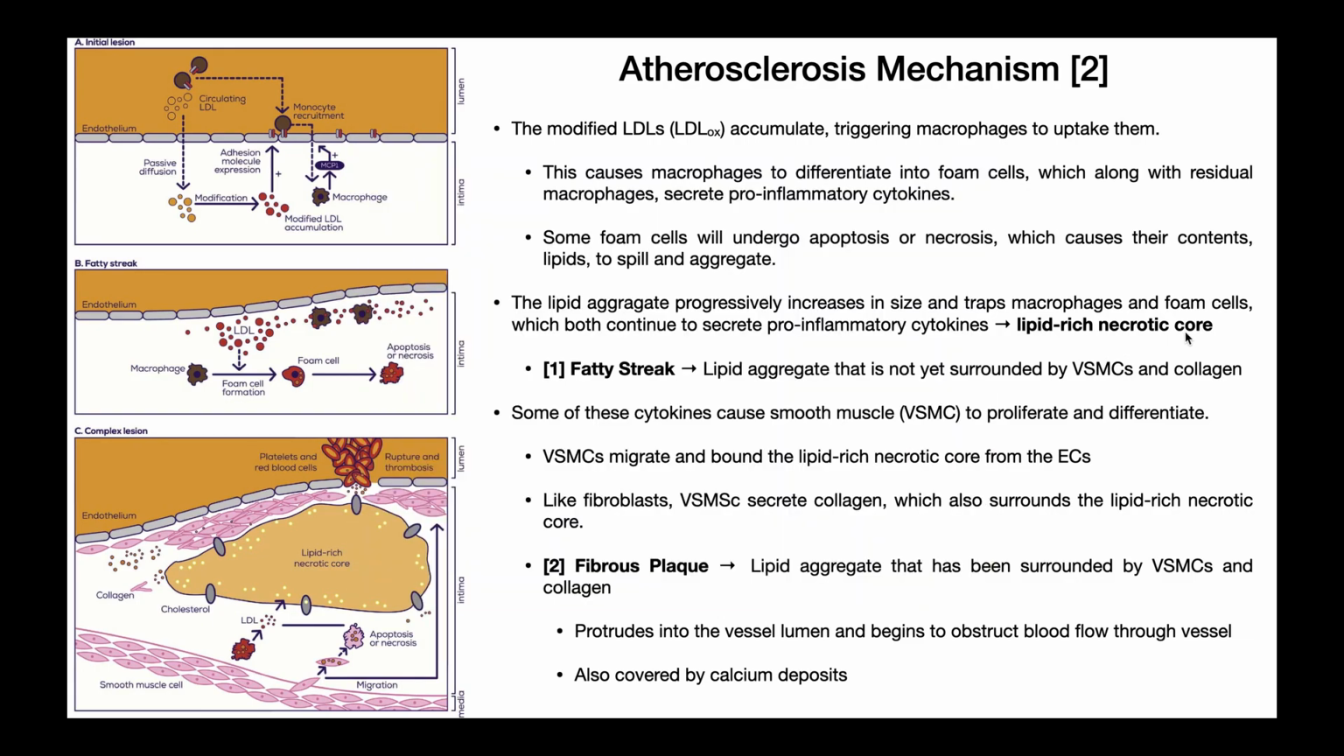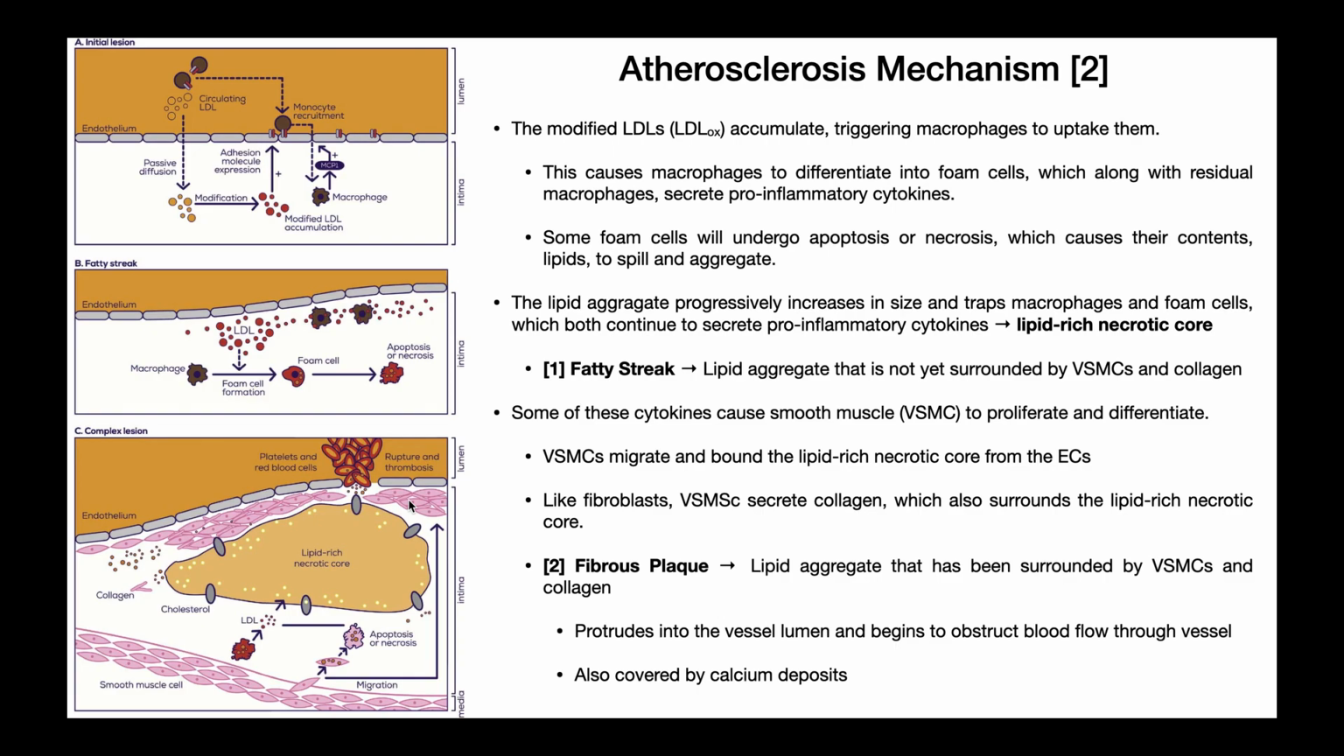When we get this lipid-rich necrotic core initially forming, it's called a fatty streak. Okay? The fatty streak is basically the lipid aggregate, or the lipid-rich necrotic core, that's not yet surrounded by vascular smooth muscle cells and collagen. In this picture down here, it's already surrounded by these smooth muscle cells in pink. Okay? But initially it won't be. And while it's not surrounded by collagen and smooth muscle cells, it's just a fatty streak.